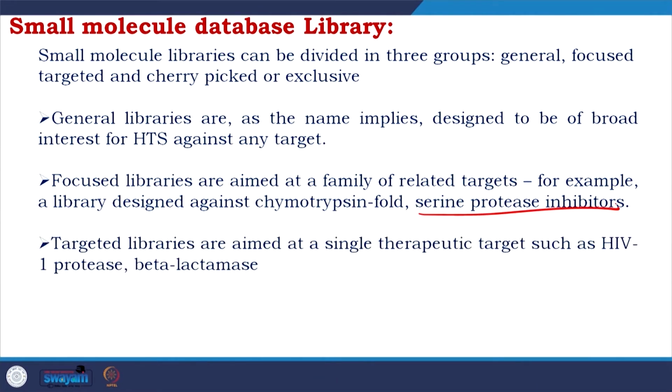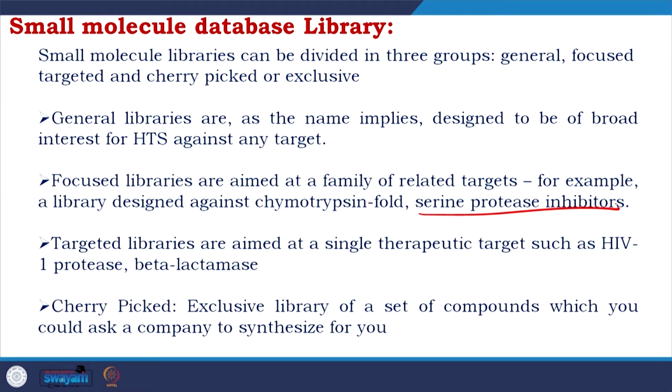And then come targeted libraries, which are of interest for a drug designer like me or a pharma industry. They are aimed at a single therapeutic target, such as HIV-1 protease or beta-lactamase. A cherry picked library is an exclusive library of a set of compounds. They might be destined, they might not be destined. You ask a pharmaceutical company to synthesize them for you, and you sign a contract that they could not sell those libraries to other people. This is called a cherry picked or exclusive library.